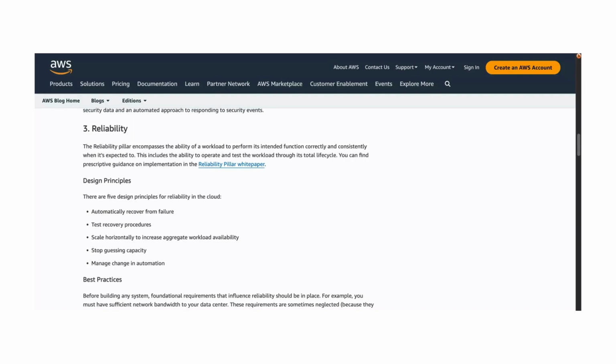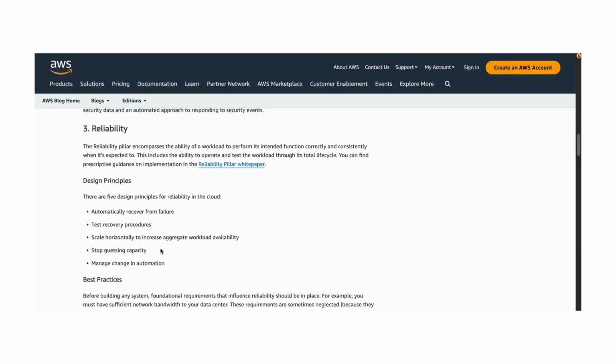Then test recovery procedures. We should regularly simulate failures with AWS Fault Injection Simulator to test the recovery processes. Up next, scale horizontally to increase aggregate workload availability. We should implement Amazon EC2 Auto Scaling to distribute workloads across multiple instances and improve availability.